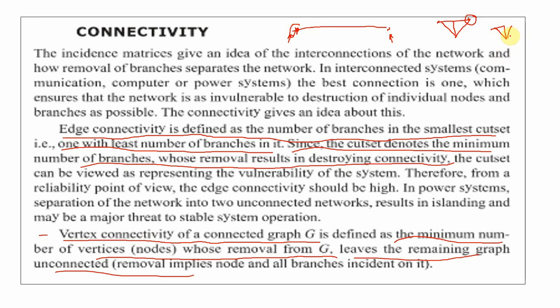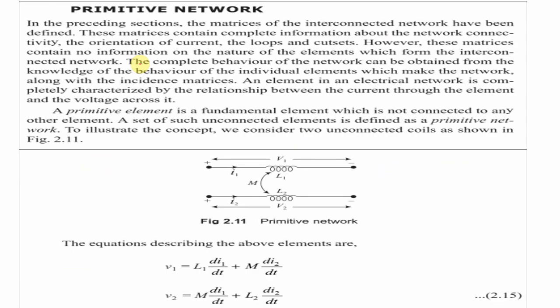Okay, so the graph is divided, so that is the important point. Vertex connectivity and edge connectivity, these two concepts are there under connectivity. Now next is primitive network. Very important, most of the students get confused.